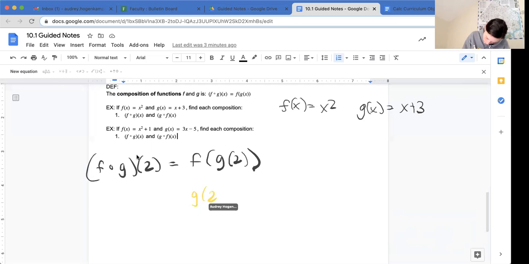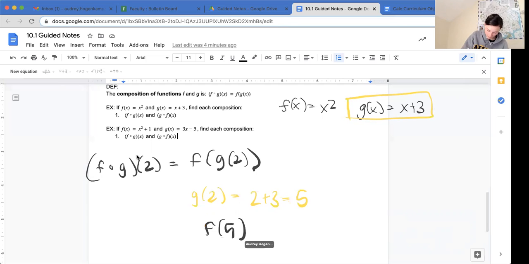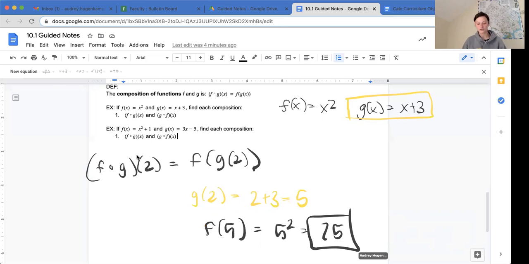So g of 2 is equal to, I'm going to take g of x and plug in 2. So I'm going to get 2 plus 3 equals 5. So I know that g of 2 is 5, so therefore I must be finding f of 5, okay? And I know that f of 5 is going to be equal to 5 squared, which equals 25. So I know that f of g of 2 is 25. It's almost easier to do this with numbers because you can just start on the inside and work your way out.